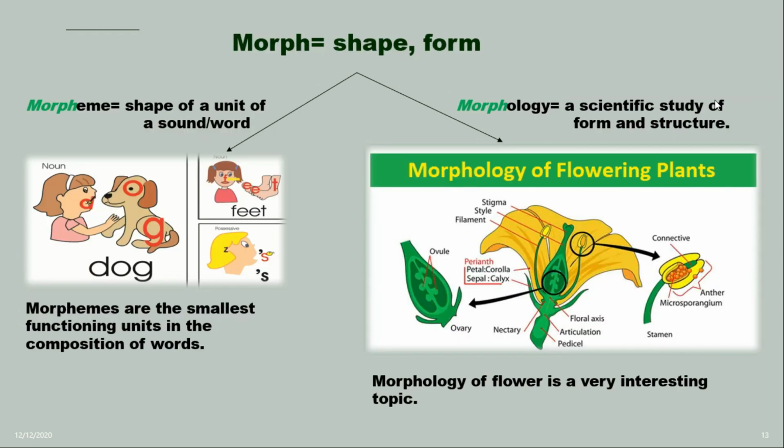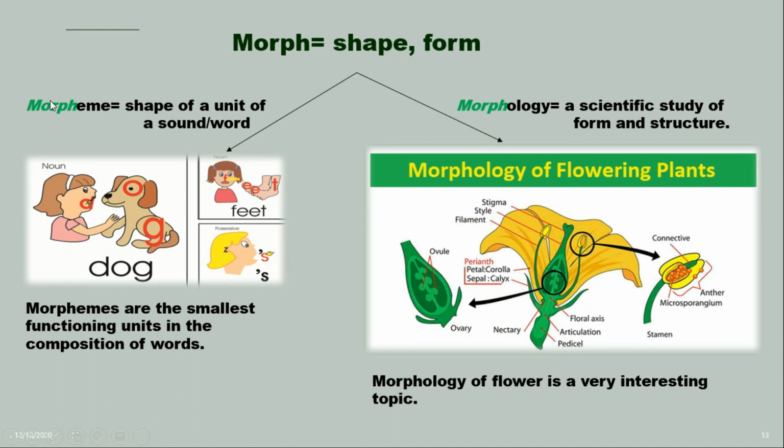Next, look at the root word morph, means shape or form. Morpheme. Morpheme means shape of a unit of a sound or word. Morphemes are the smallest functioning units in the composition of words. Morphology, a scientific study of form and structure. For example, morphology of a flower is a very interesting topic.